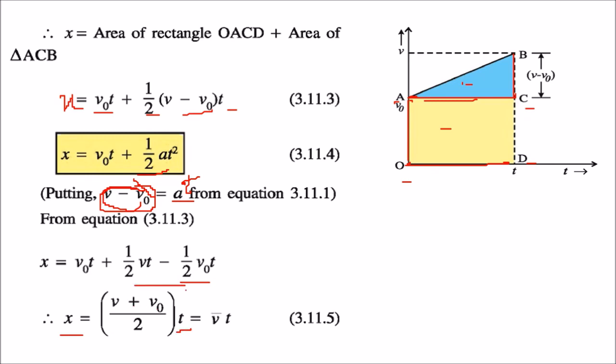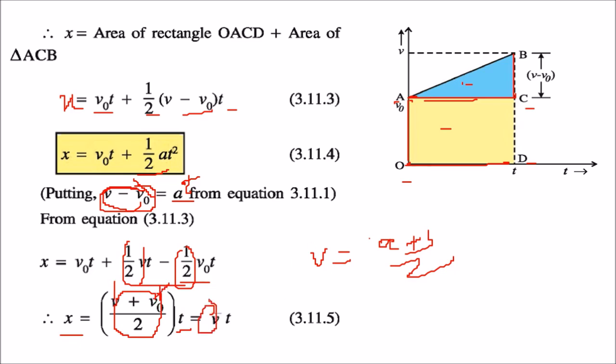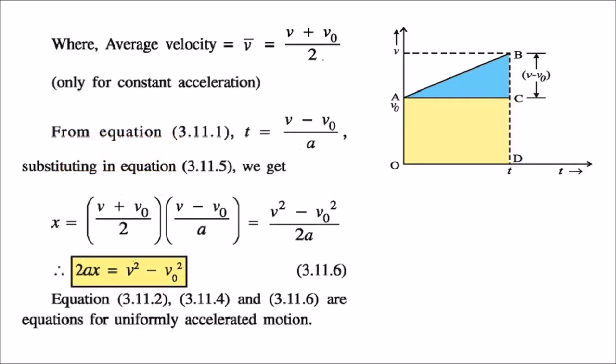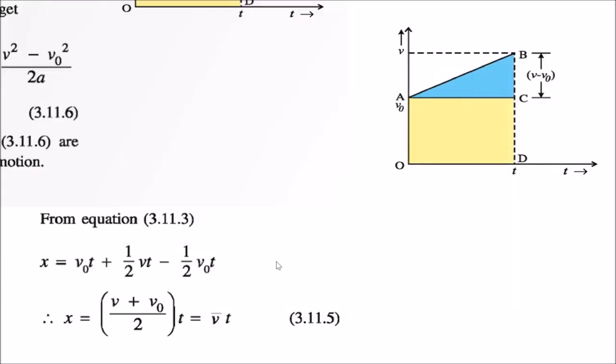If we just rearrange, we get V plus V0 by 2, because we are taking this half as common, and this is the average. Say some average is always A plus B by 2. In this case A is V, B is V0. So we can write it as average. The average velocity is V plus V0 by 2. From the first equation, we get T equal to V minus V0 by A. Now let us put this in this.